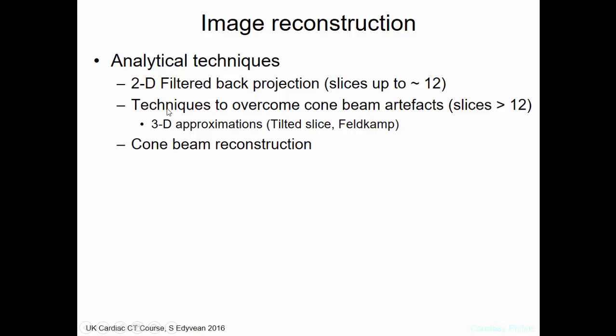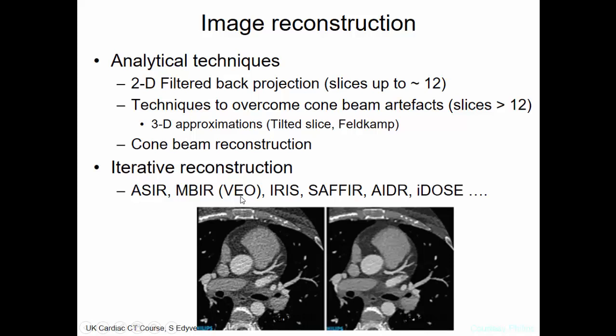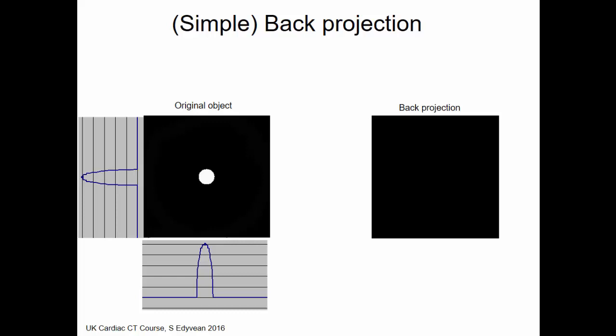Now, in parallel to that, you've got iterative reconstruction, which is completely different from analytical techniques. And these are what you'll find on the modern scanners, and these are some of the manufacturers' names, and they're all about reducing the dose or making more use of the attenuation information so you have potential to reduce the dose. Okay, so let's have a quick look at simple back projection.